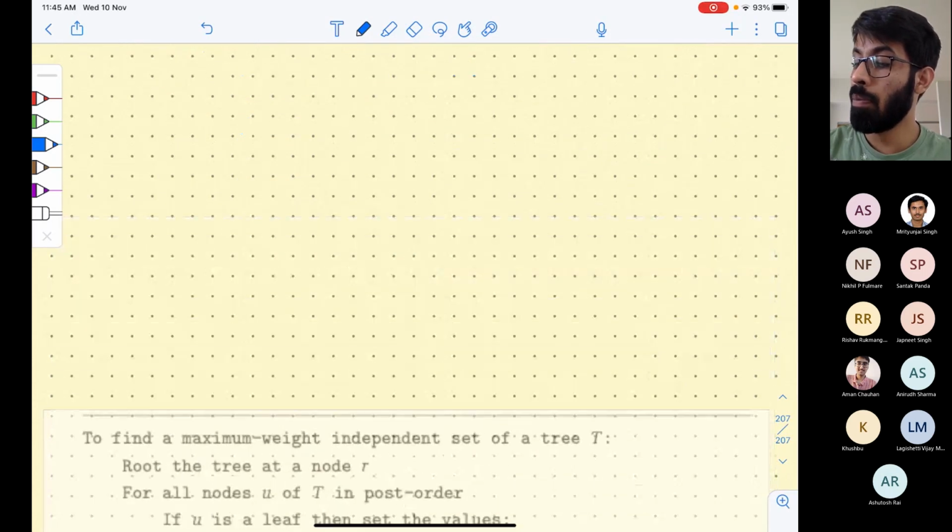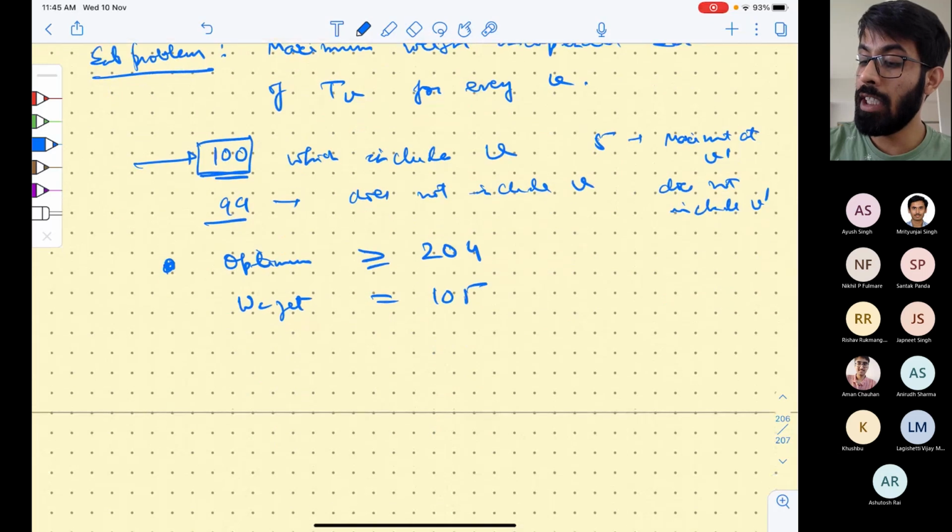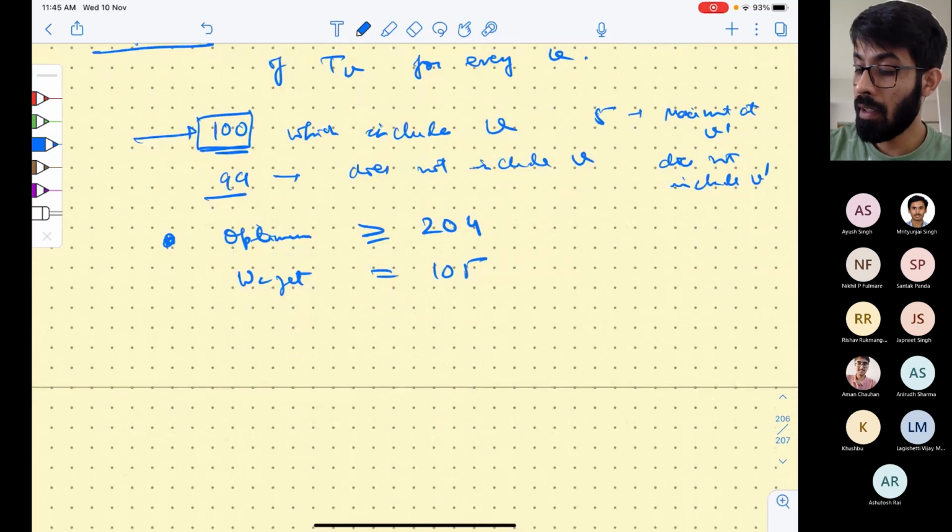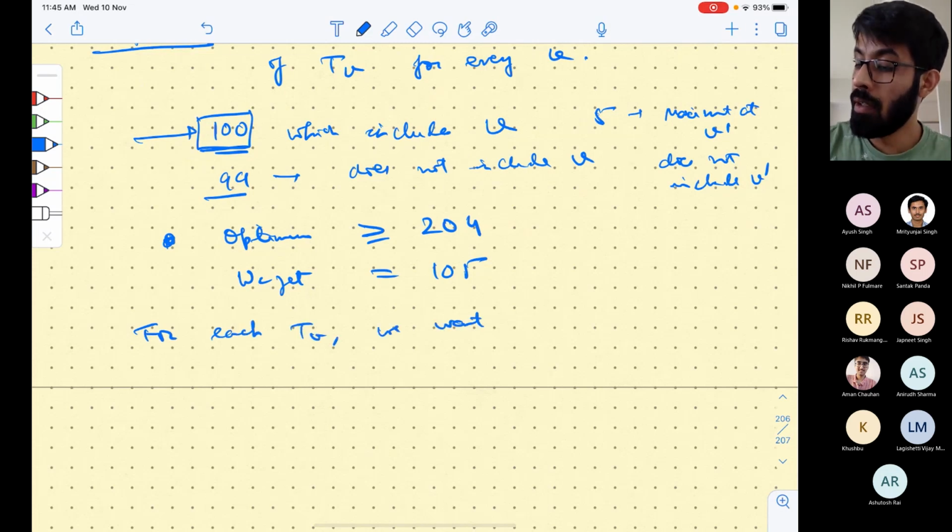Maybe we want to keep both things. That for each T_V, we want to keep two independent sets.